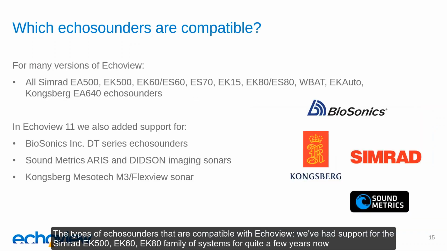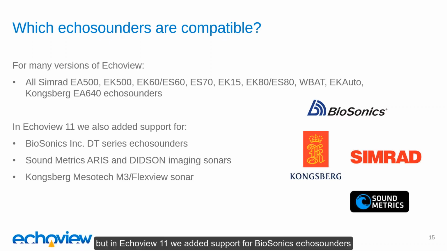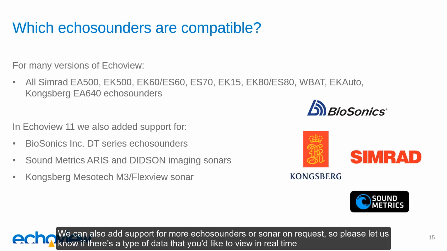The types of echosounders that are compatible with Echoview: we've had support for the Simrad EK500, EK60, EK80 family of systems for quite a few years now, including wideband and the EK80. But in Echoview 11, we added support for Biosonics echosounders, Soundmetrics imaging sonars, and a Kongsberg sonar. We can also add support for more echosounders or sonars on request, so please let us know if there's a type of data you would like to view in real time.